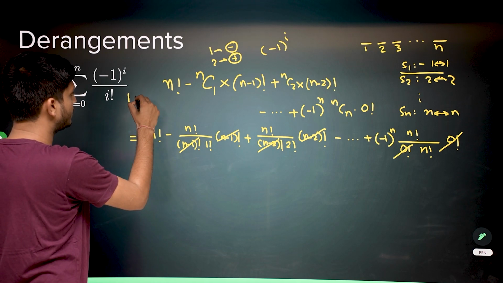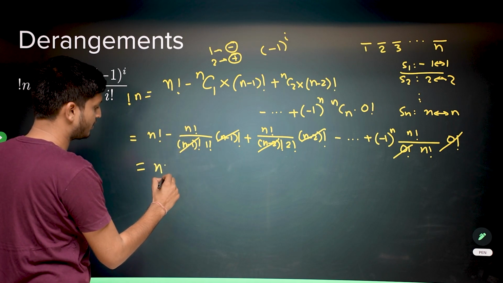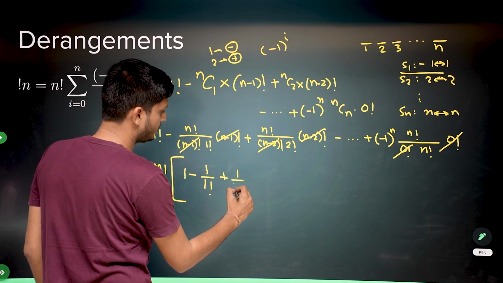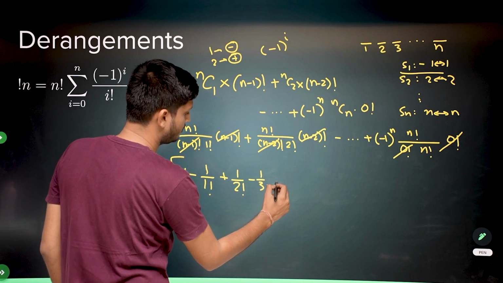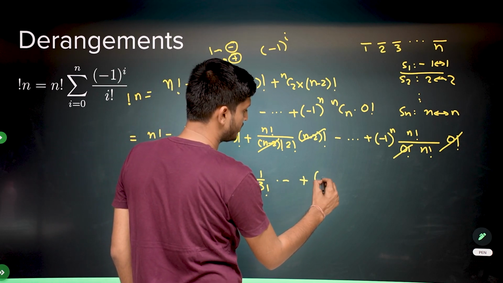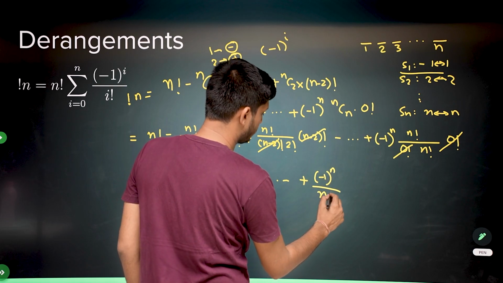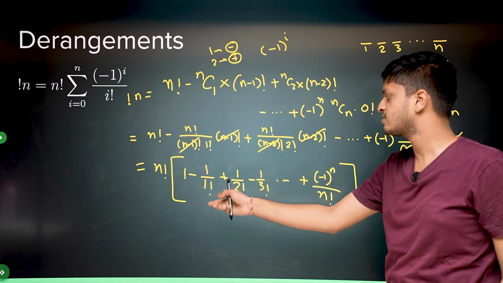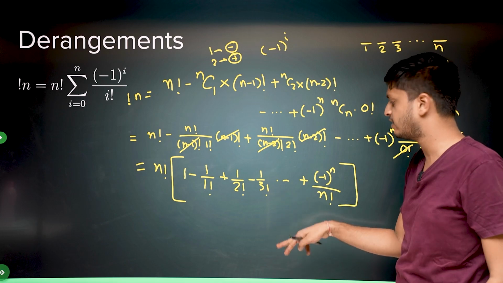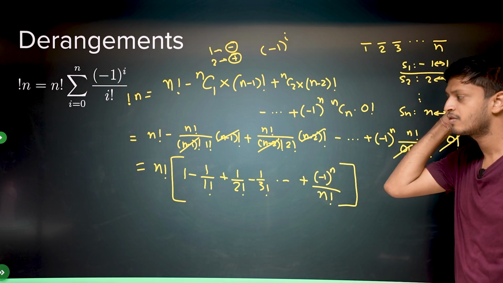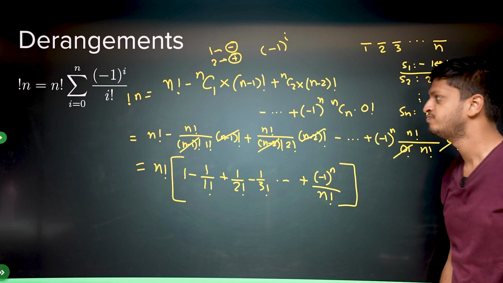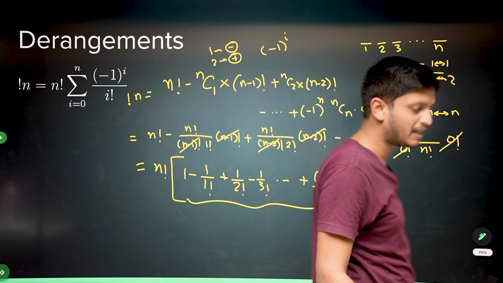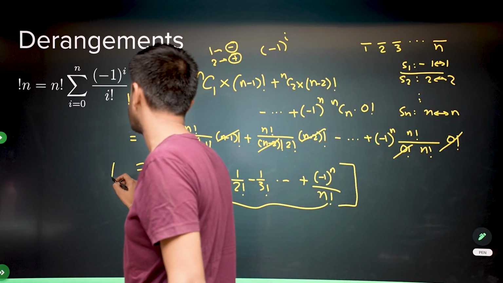We are calculating the subfactorial of n here, right? So we can take n factorial out. This will become 1 minus 1 by 1 factorial plus 1 by 2 factorial minus 1 by 3 factorial and so on, plus minus 1 to the power n by n factorial. So it's alternate terms, up to n. I will get there, but this is the subfactorial of n, the nth subfactorial number.